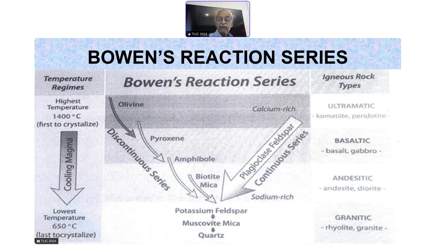Then we have potassium feldspar. It's an independent thing. I'm not going to join with you. I have my own freedom. So potassium feldspar, muscovite, and quartz. This is the second story. This is the story that formed on the Bowen's reaction series, and we are going to depend to some extent on this series.